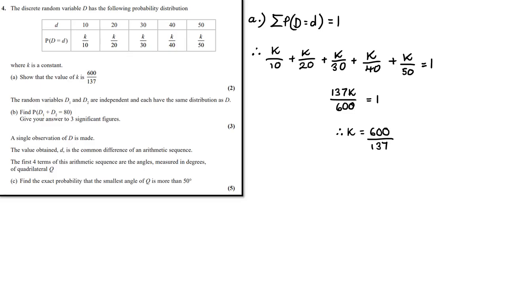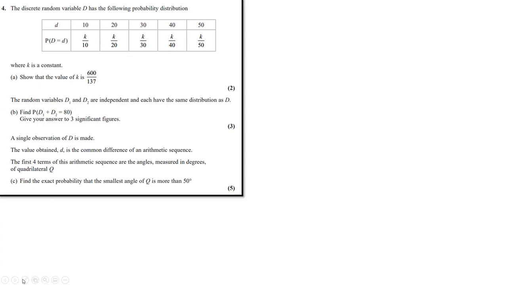Now to do this, I'll just quickly clear the screen. So what we're saying here essentially for part B is if we have 2 independent distributions D1 and D2, and we look for this value of D, little d here, it can either be 10, 20, 30, 40 or 50. What I'm saying then is this value plus another value of D should equal 80. So there's only a few possible ways we can make that happen.